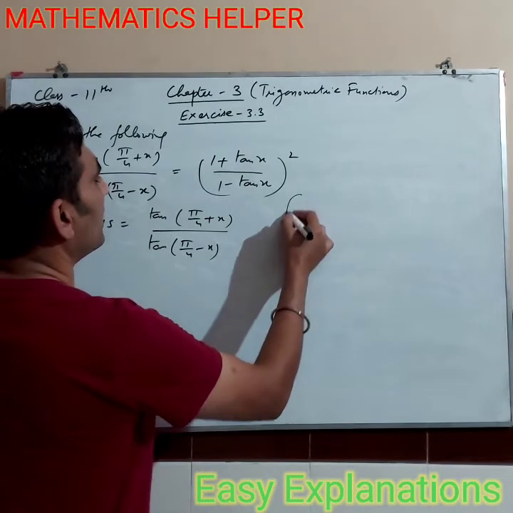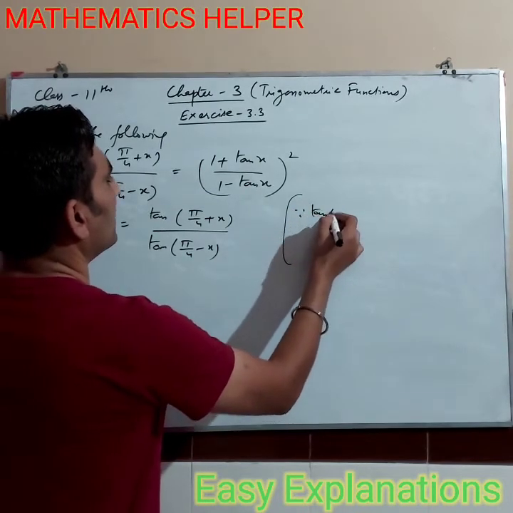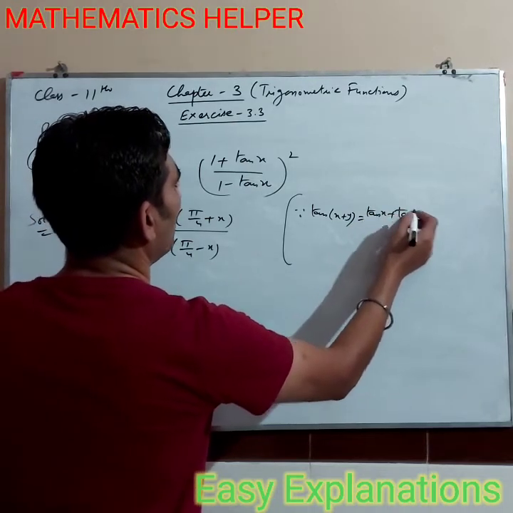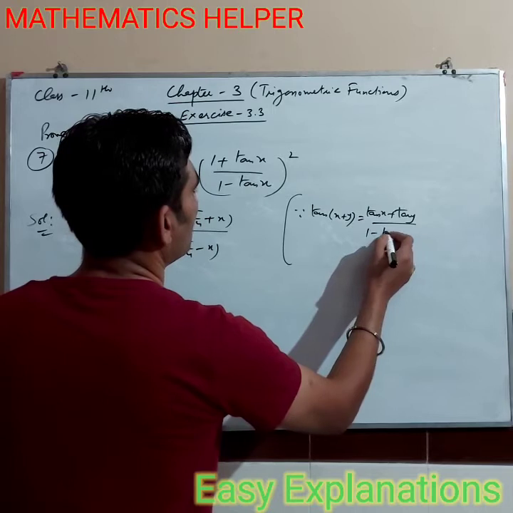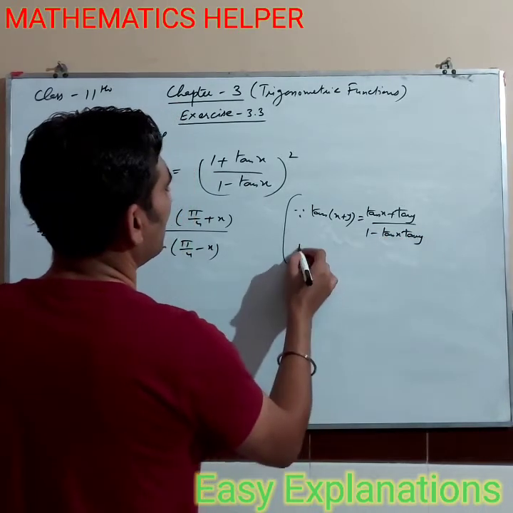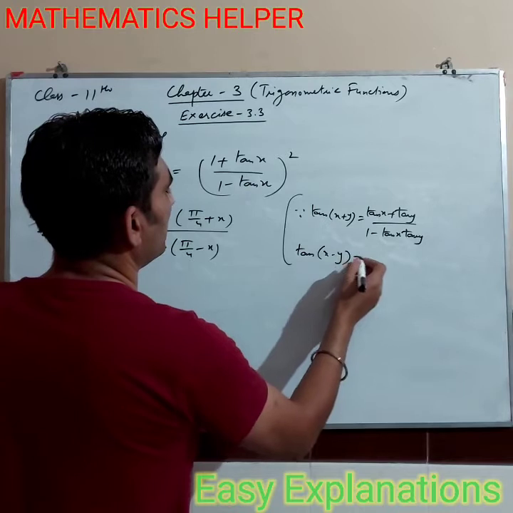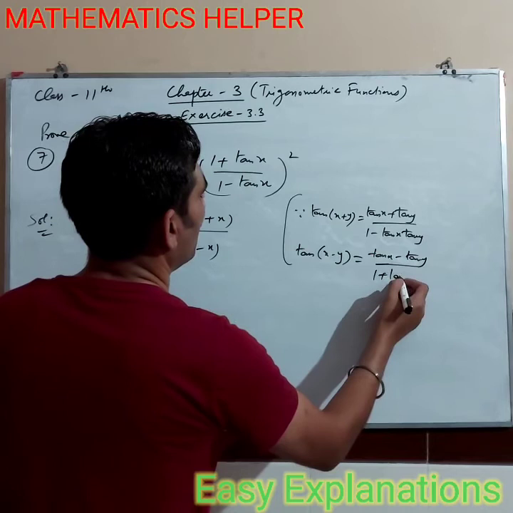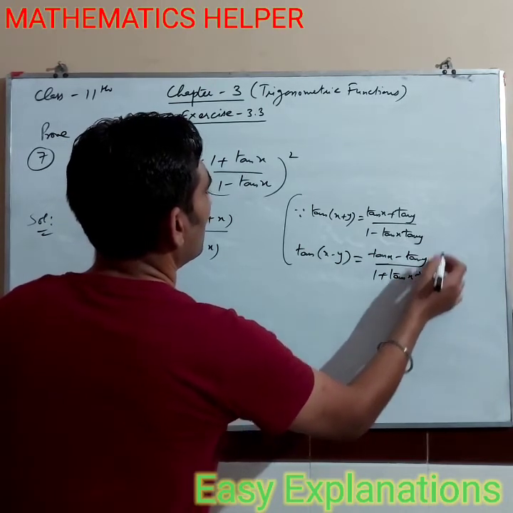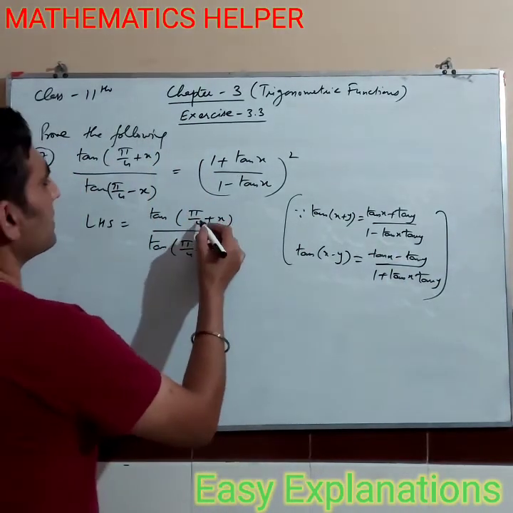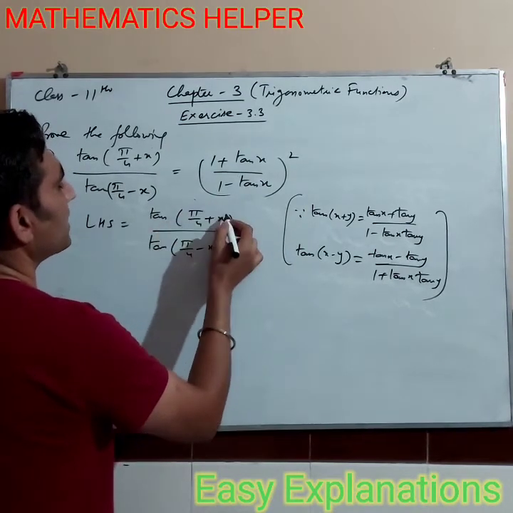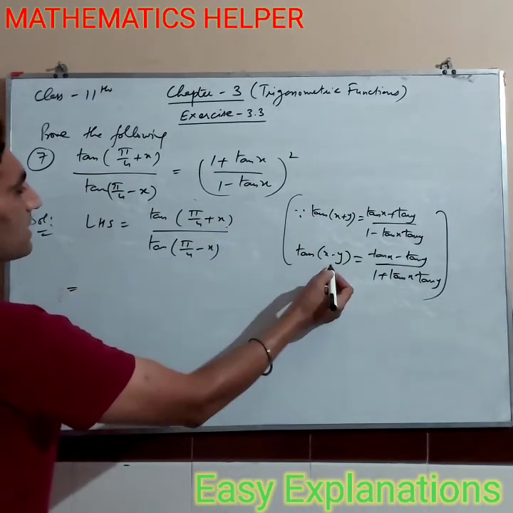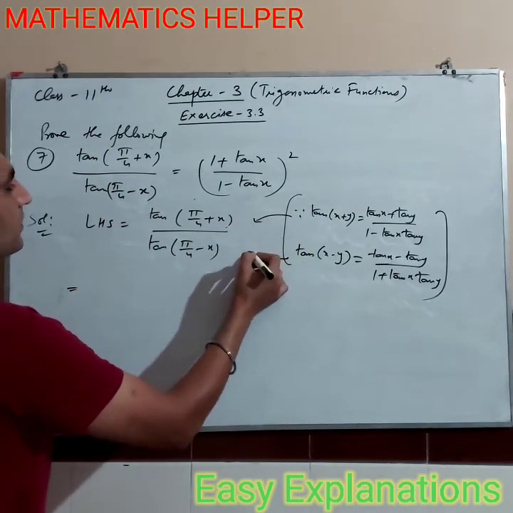So we will use formulas here. You used the formula tan(x plus y) as tan x plus tan y upon 1 minus tan x tan y. And the other formula was for tan(x minus y), it was tan x minus tan y over 1 plus tan x tan y. What are these x and y? Here x is pi over 4 and in place of y you have x. So we will use that formula, first one for the numerator, second for the denominator. So these are useful at these places.